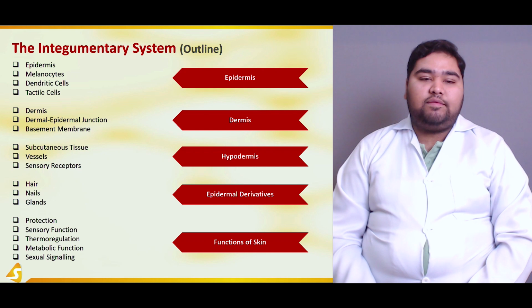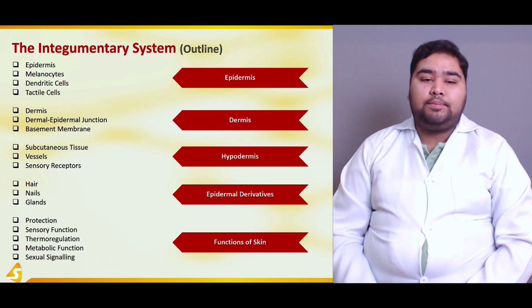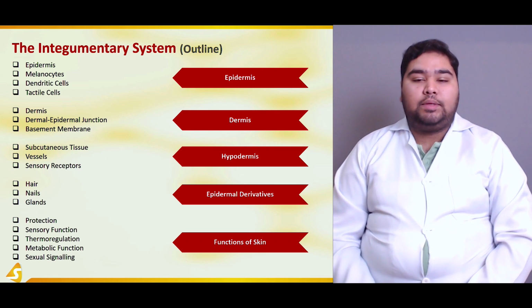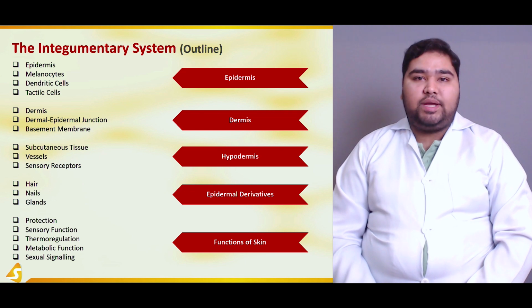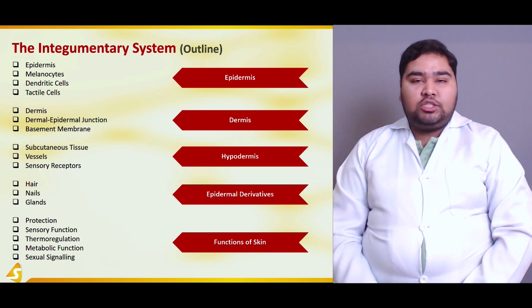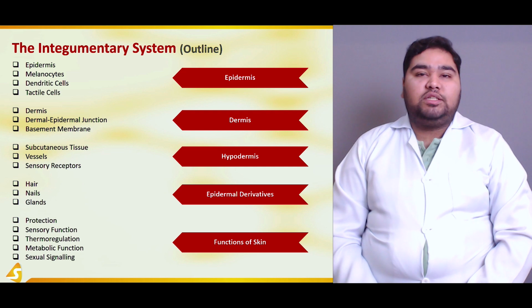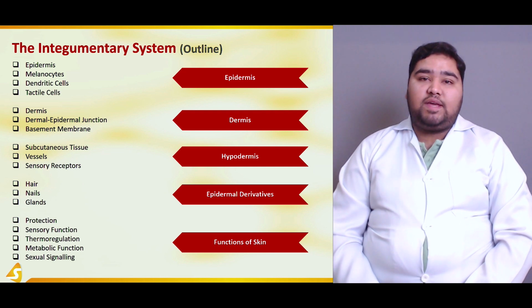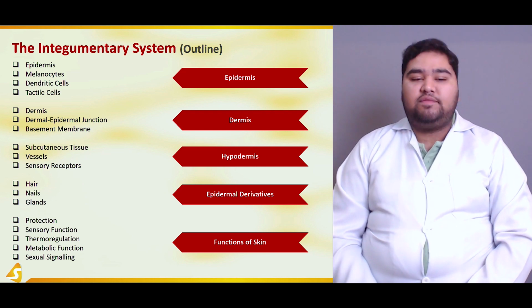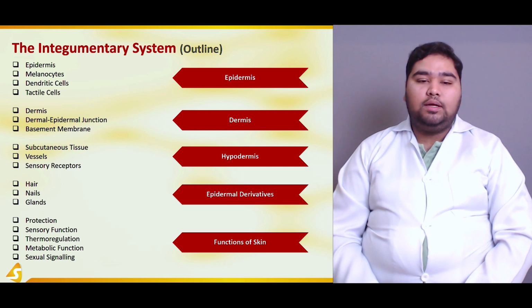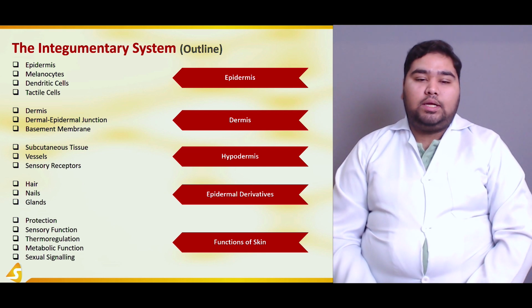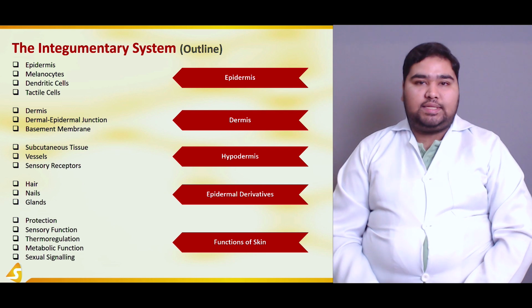In epidermal derivatives, we'll be talking about hairs, nails, and glands. Glands would include sweat and sebaceous glands. In functions of the skin, we'll take a look at different functions of the skin, which are divided into 5 separate categories: the protective function, the sensory function, the thermoregulatory function, the metabolic function, and the sexual signaling.